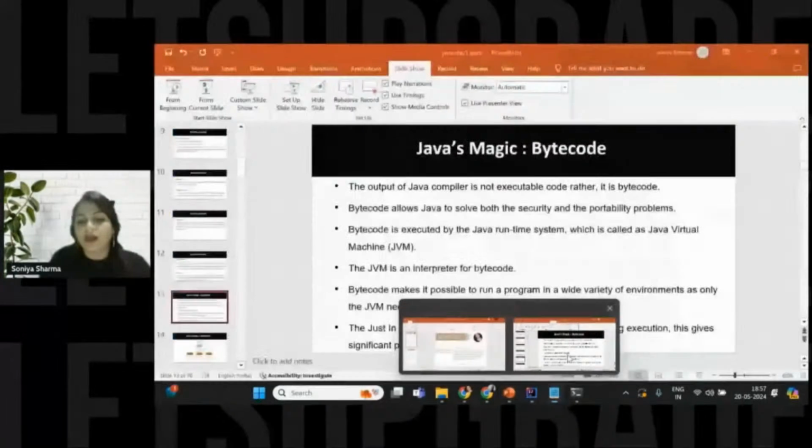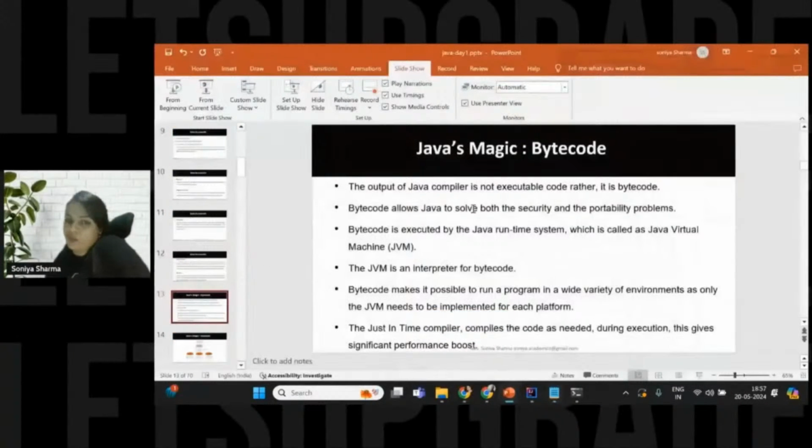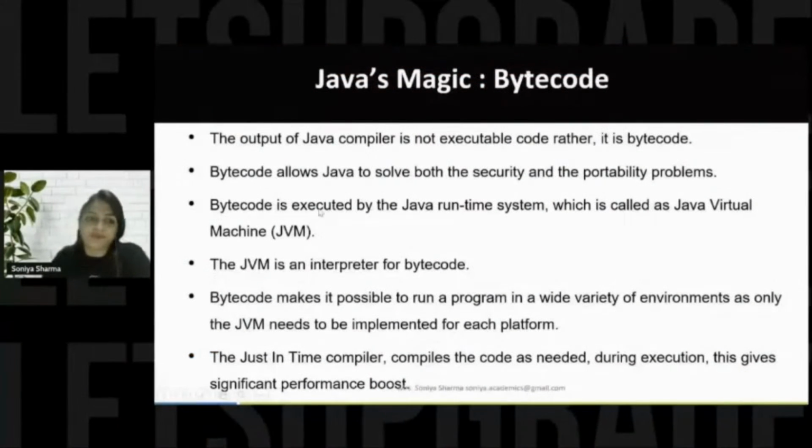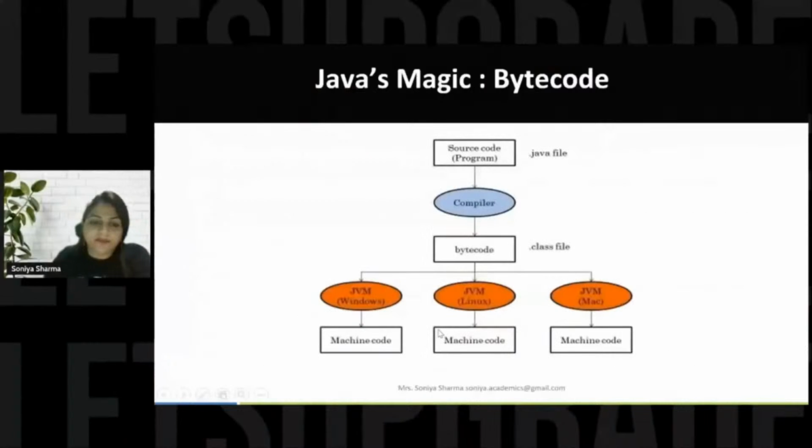So what is bytecode? Now let me again give you the view from the current slide. The output of the Java compiler, as we have seen, is not the exe file, but the bytecode. As I have already explained, it gives us security as it is inside the JVM. It is executed by the JVM. It gives portability, it is architecture neutral, and it gives platform independence. These are the features which are provided.